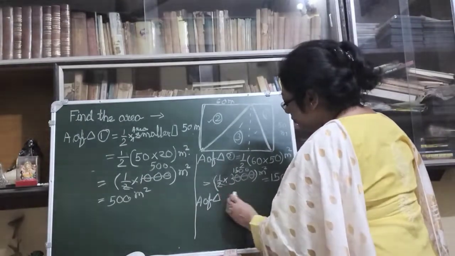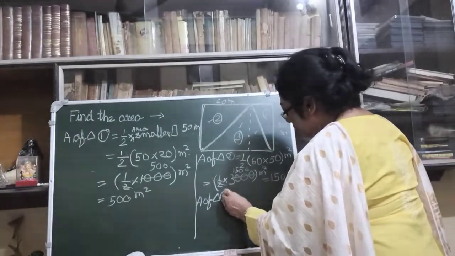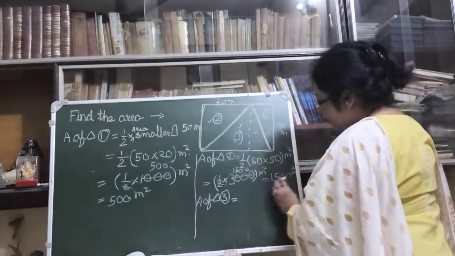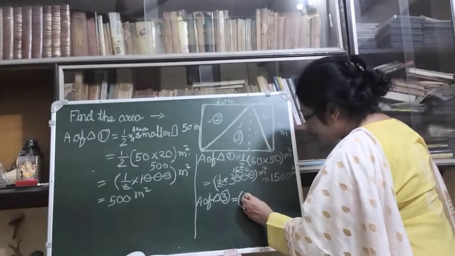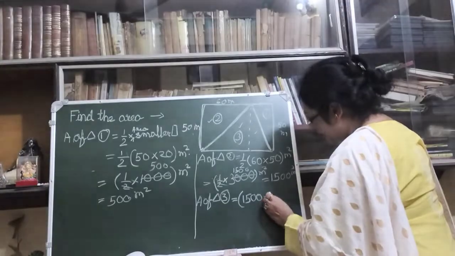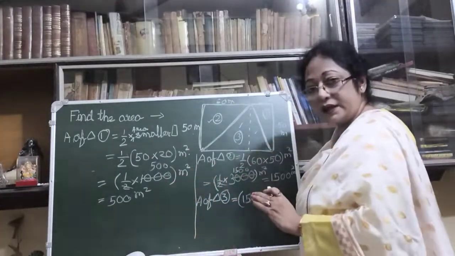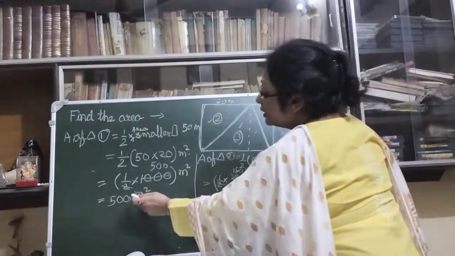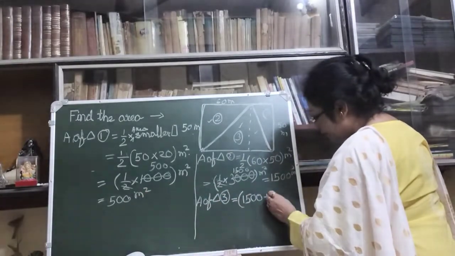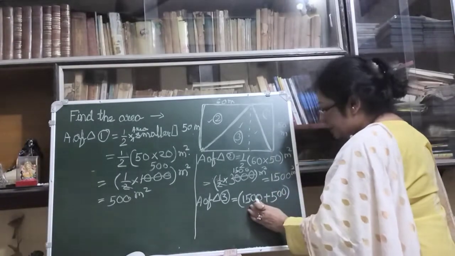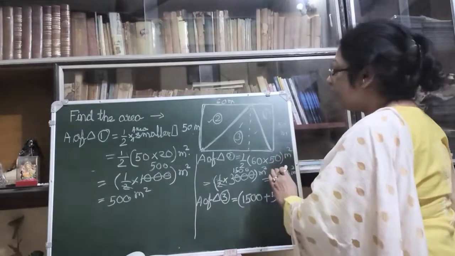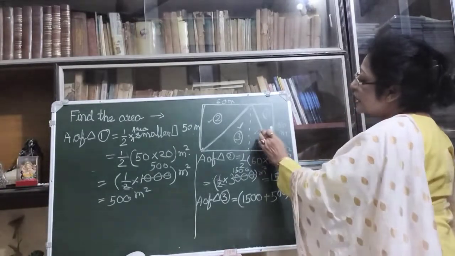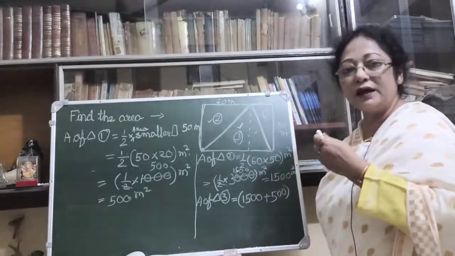So, the area of triangle 3 equals the area of this larger triangle, that is 1500 meter square, plus half of the area of the smaller rectangle, that is 500 meter square. So this one is half of the larger rectangle, this part, and this one, 500 meter square, is half of the area of the smaller rectangle, right?